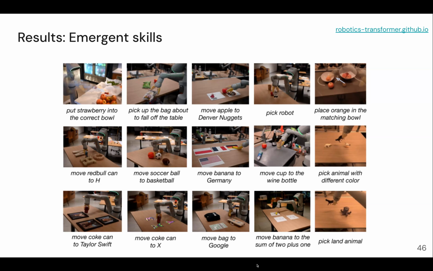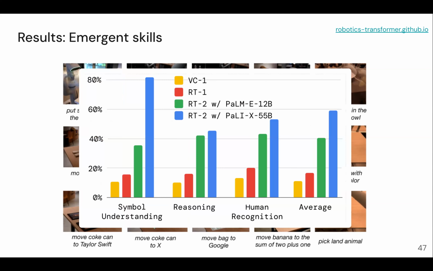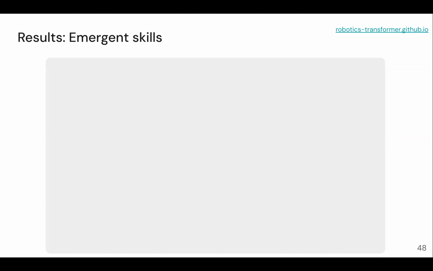So it knows who Taylor Swift is. It knows which animal is a different color than the other ones, that a horse is a land animal. It knows different flags, very abstract things. It seems to make the connection across. And we see, compared to a baseline and RT1, which is only trained on the robotics data, and 2 different VLM models, both the VLM models vastly outperform in emergent skills and do equally well on the in-distribution tasks.